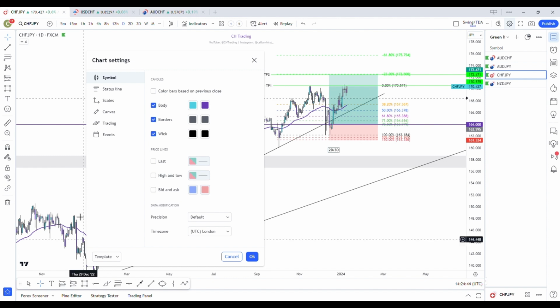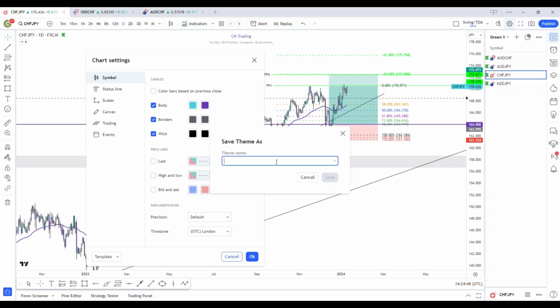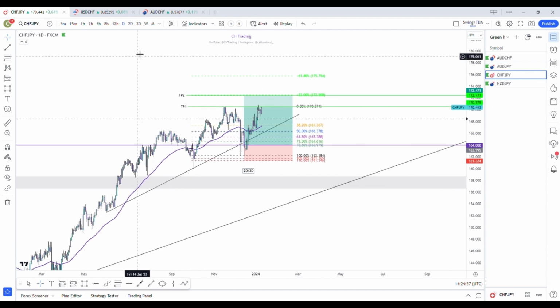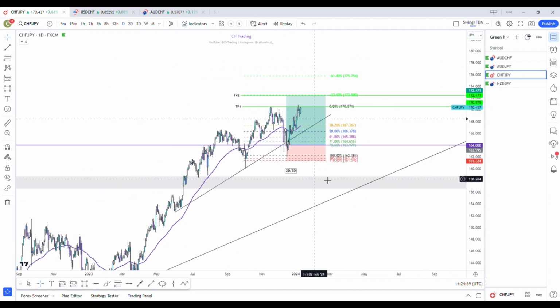So once you've got all these settings saved, just click save as and then enter whatever theme name you want. If you want to call it CH trading or minimal, or whatever you want to call it. I've just got mine set as minimal. So then you should have a chart layout somewhat like this.